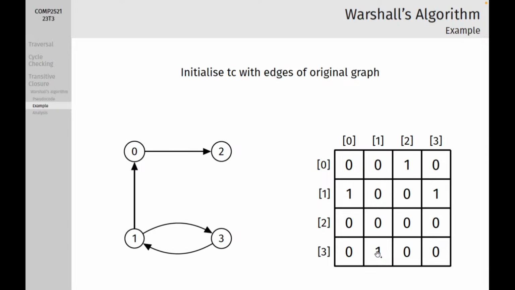Okay. So now we're going to go through our iterations. Right, so in the first iteration, k is equal to 0, right? And what this means is we're going to use 0 as an intermediate vertex. So we're going to find all the incoming edges to 0 and all the outgoing edges from 0, right? And if there's an edge from S to 0 and there's an edge from 0 to T, then that means there's a path from S to T.